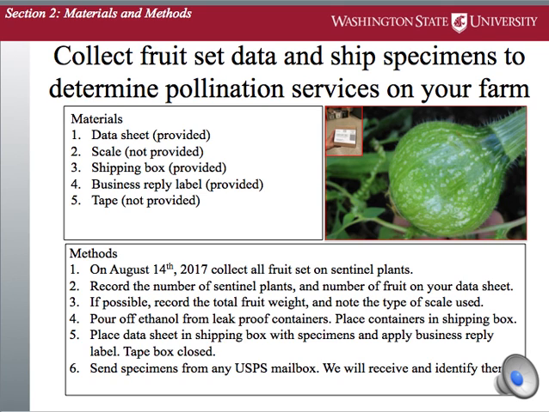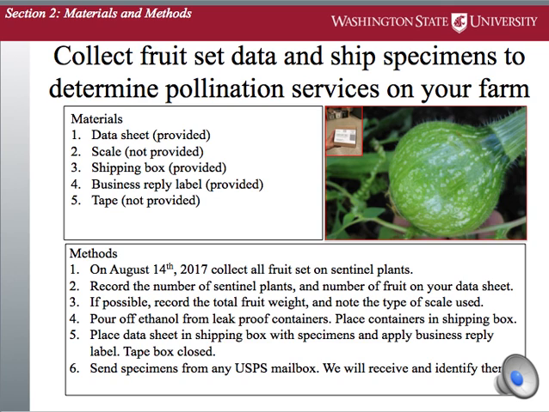It doesn't really matter what type of scale you used, but just note the type of scale that you are using. And if you can't record fruit weight at all because you don't have a scale, then just skip that step. Record the number of sentinel plants that you're recording these data from, and then record the number of fruit that's set. After you've recorded that fruit set data, there's space on your sheet to record any additional comments about your farming system that you would like to be included in our analysis.